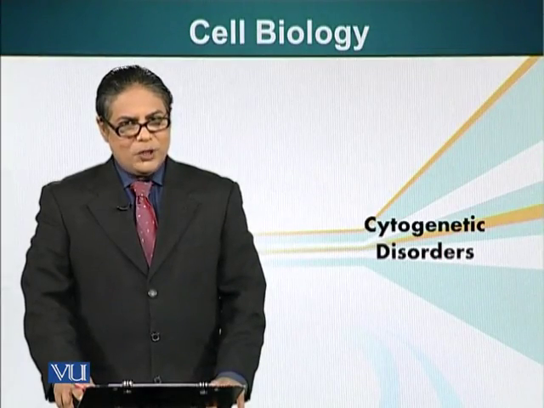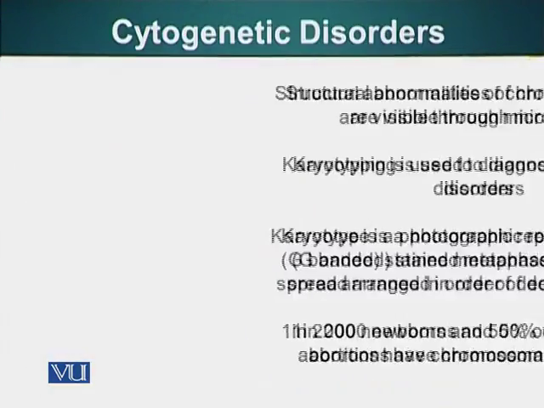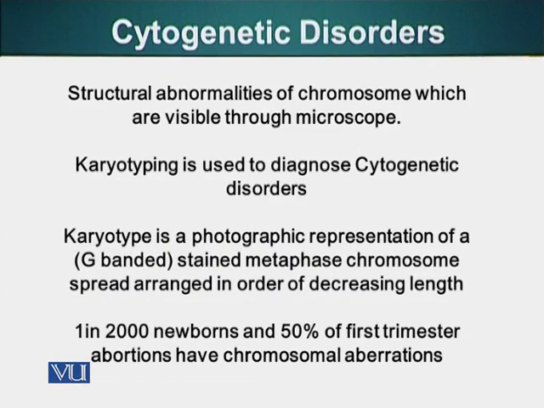In this module, we'll talk about cytogenetic disorders. Cytogenetic disorders basically are the disorders in which there is a structural abnormality with the chromosome. We are familiar with what chromosomes are, and these structural abnormalities are generally visible through a microscope. In order to detect cytogenetic disorders, a technique called karyotyping is used to diagnose these cytogenetic disorders.